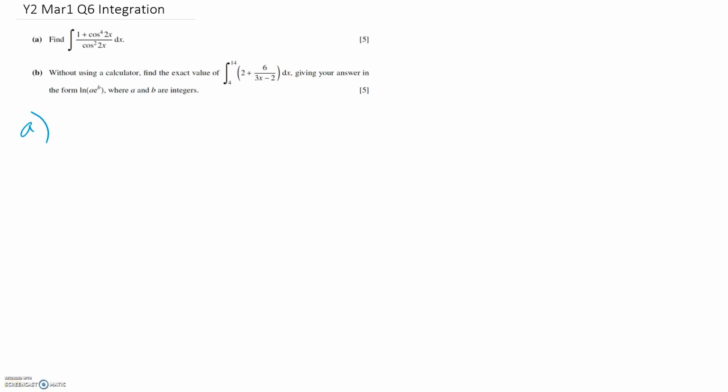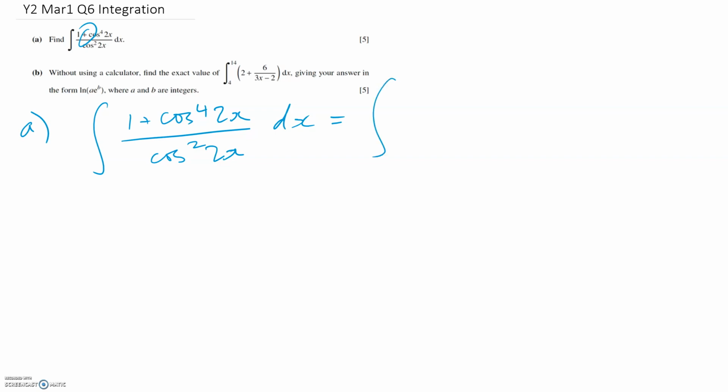Question 6. This looks like it's going to be a difficult integration, this one. Just looking at the question, initially I was thinking about using difference of 2 squares for the numerator, but since this is a plus over here, you can't really do that. So I think the way to go about doing this question is to split this up into 2 separate fractions.